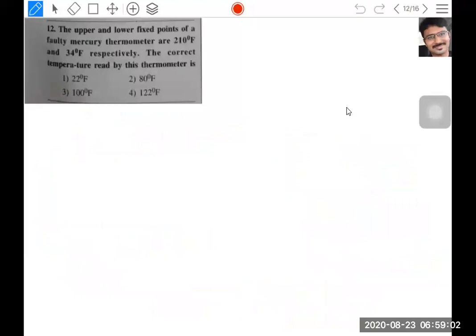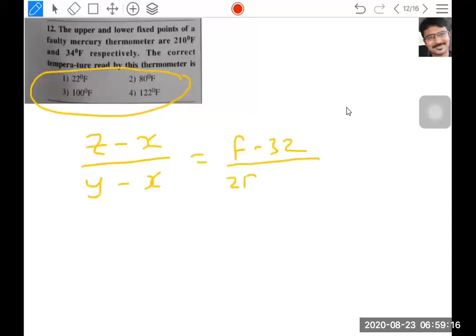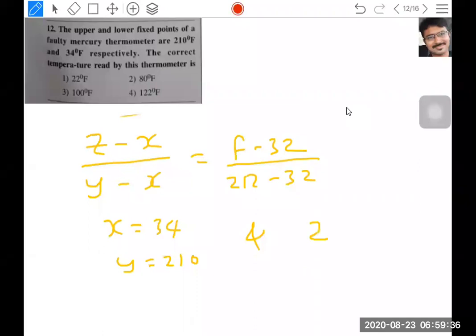See this one: the upper fixed and lower fixed points for a faulty thermometer. We already did the faulty thermometer formula, (Z minus X) by (Y minus X), and the options are given in Fahrenheit. So (F minus 32) by (212 minus 32) is my formula connecting the faulty thermometer and Fahrenheit. Given X equals 34, Y equals 210, and they are asking for the correct reading. For a correct reading, Z and F must have the same value.